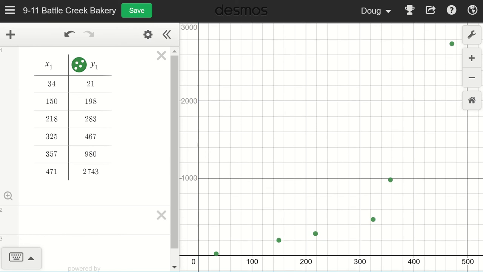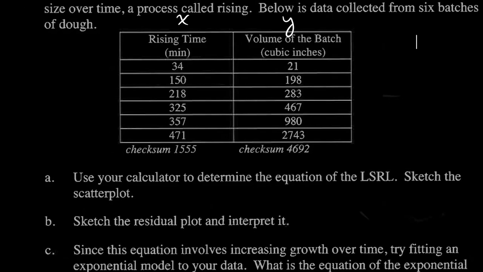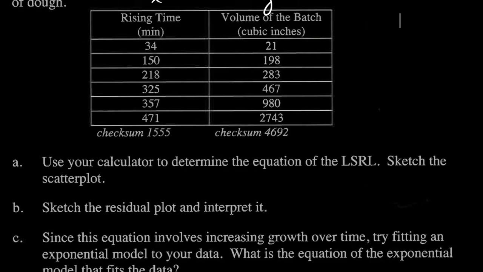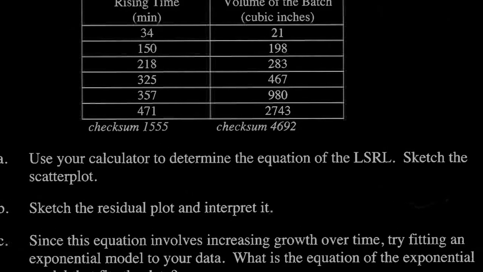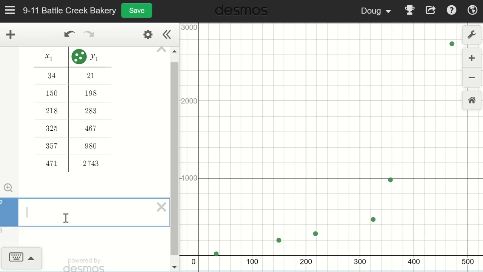And what we're asked to do, and I can look at those points and say, I don't think this is going to go well. I don't think this is the best idea. But it says, use your calculator to determine the equation of the least square regression line, and then also to sketch the scatter plot. So we'll do that. We're not going to use our calculator, right? We're going to use Desmos. So we're going to go back over here. And I want to now come up with the line that fits this data.